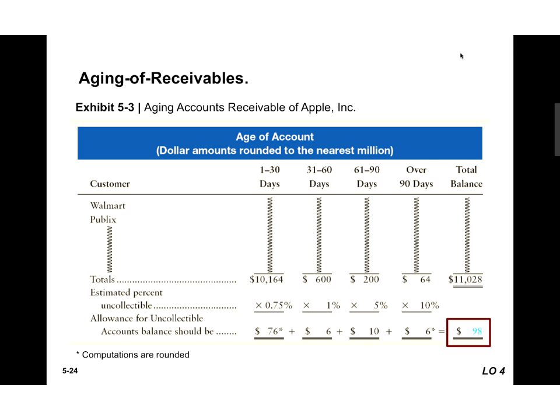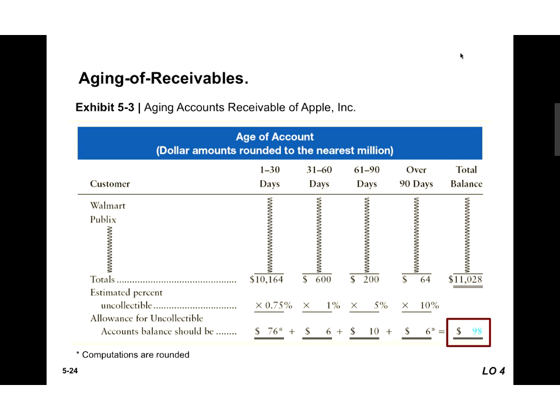Exhibit 5-3 shows an example of an aging schedule. So aging schedule, this is an example. You don't have to do the calculations, but you have to understand what an aging schedule is. What a company does when they have an aging schedule is they take all their accounts receivable and calculate how many days past the invoice date each invoice is, and they put it into reporting buckets.